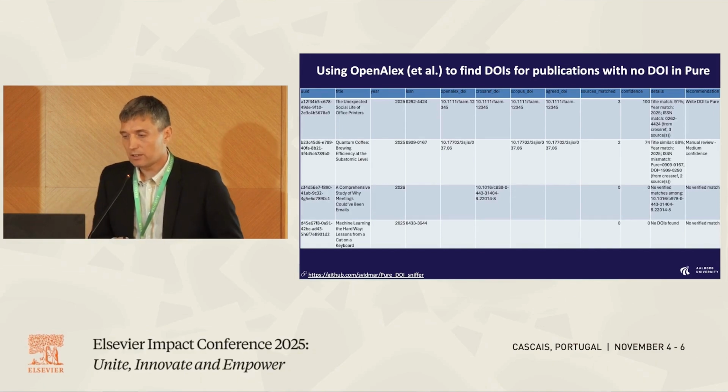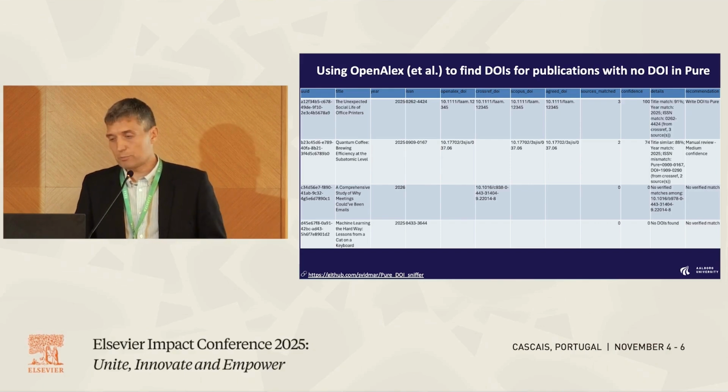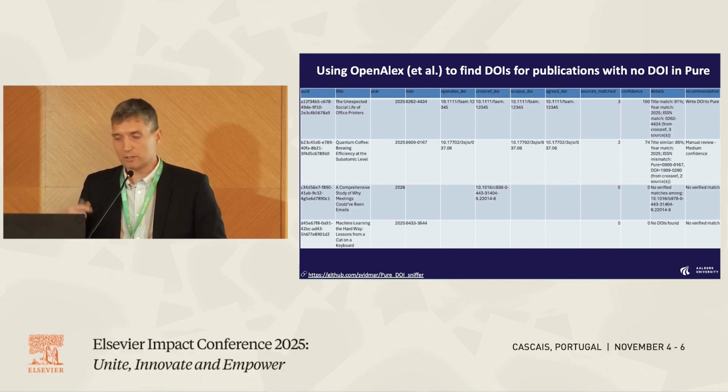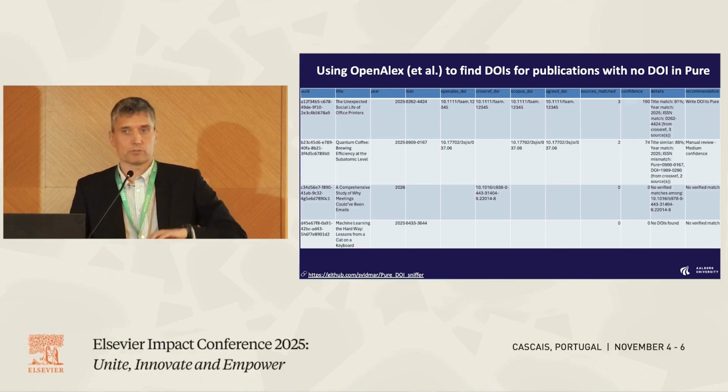And the file looks something like this. So you have the fields that you extracted from Pure, and then you have the potential matches in the various sources. You can see how many sources it matched, which DOI we agree is the correct one, the confidence score, and then a recommendation. If the confidence score is high, it will recommend that you can write the DOI directly back to Pure. If it's a medium match, it suggests that you do some manual oversight in order not to write an incorrect DOI back to Pure.